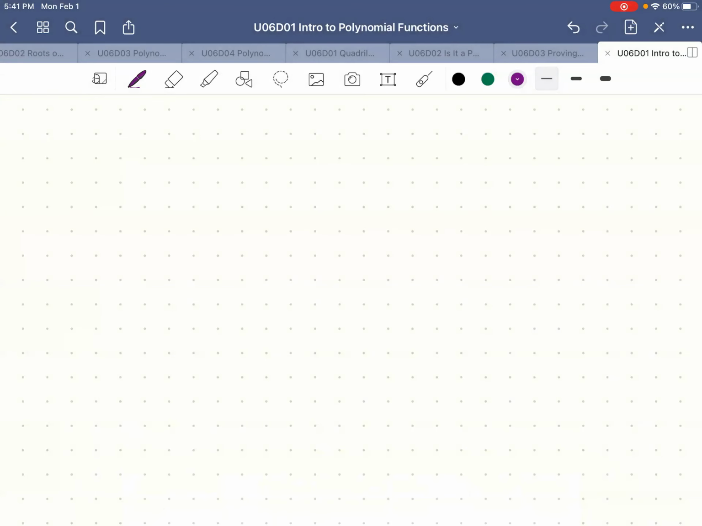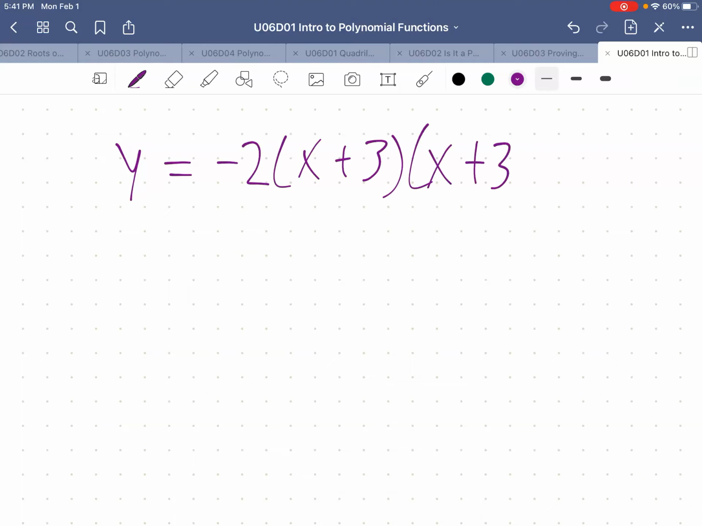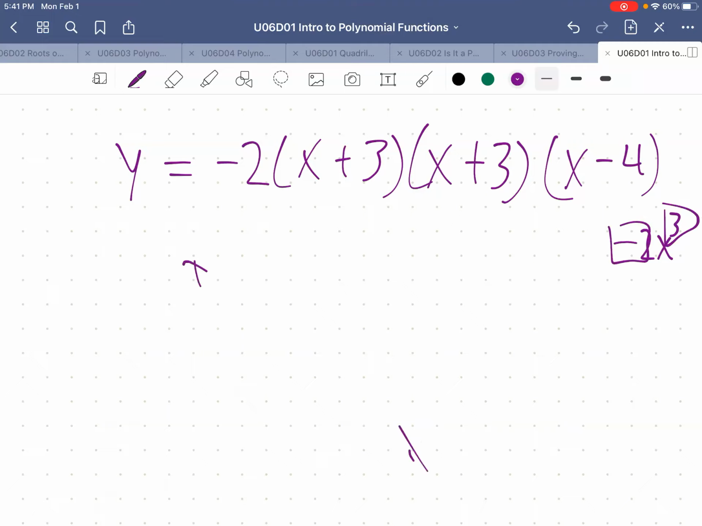Now, it is possible that we get an equation that looks more like this: negative 2 times (x plus 3), (x plus 3), and (x minus 4). And this would be an example where the leading term would eventually simplify to be negative 2x to the 3rd power, in which case this graph has a negative leading coefficient with an odd degree, so it would start up and it would go down on the right.